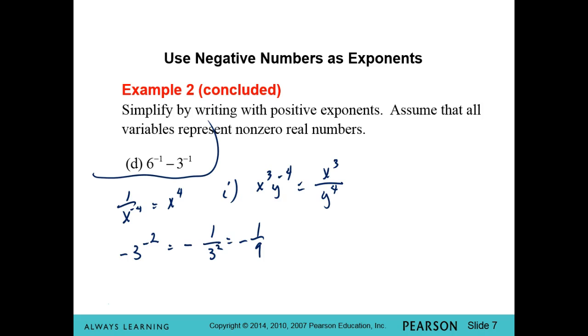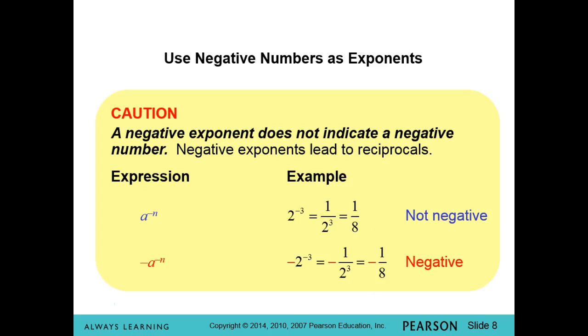Now, oh my goodness, if I had looked ahead, which I didn't, admittedly so, look at this caution. Using negative numbers as exponents. Caution: a negative exponent does not indicate a negative number. It indicates the exponent is a negative number. Negative exponents lead to reciprocals. You reciprocate. If it's upstairs, move it down. If it's downstairs, move it up. Keep the exponent, just lose the sign when you do so.